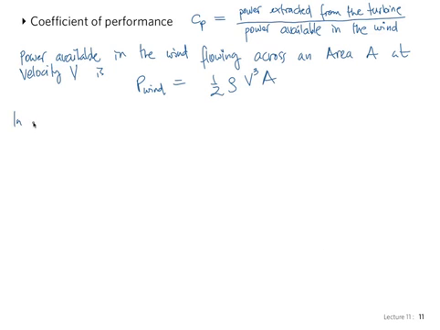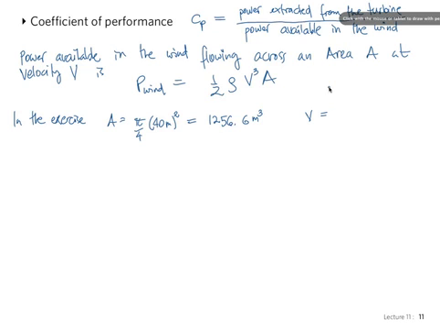So in the example that we just did, in the exercise, we had area equals pi times 40 meters squared, and I can calculate that. It gives me, I think, if I understand correctly my messy notes, 1,256.6 square meters. The velocity, if there was no turbine there, the wind passing through that area would be passing with its unperturbed velocity, correct? So this is the power available in the wind passing through that area if there was no turbine there. So that velocity is 10 meters per second, the unperturbed wind velocity.